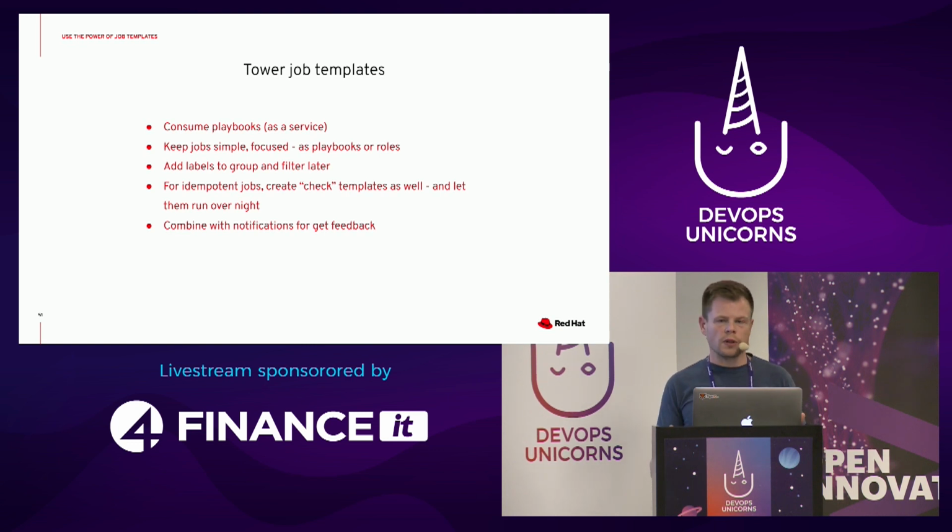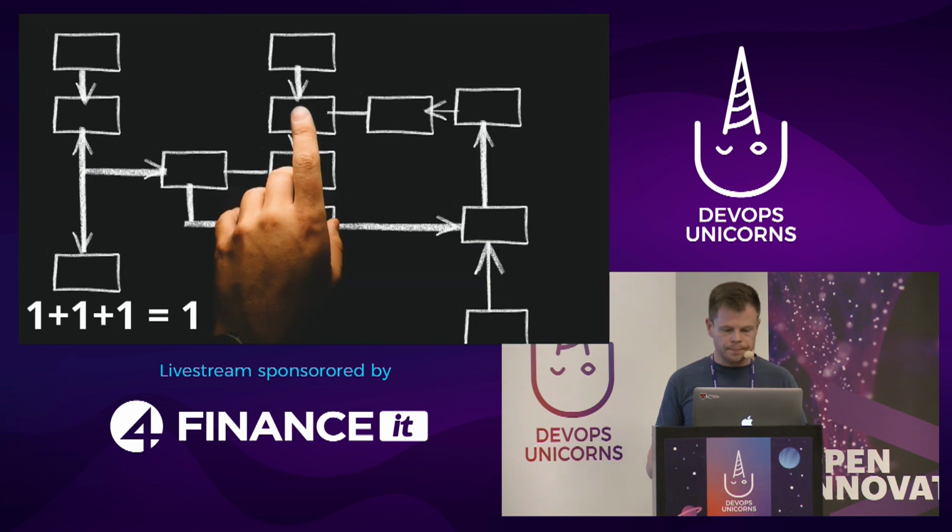Playbooks as a service are what a job template is in Tower. So you create a job template based on a repository and a playbook in that repository, and that allows users to easily consume playbooks, optionally with extra vars and that kind of thing. As with roles and playbooks, keep things simple and focused. Don't overcomplicate things. Labels are useful. So label it with a production, location, a type of application, whatever it might be, but they're useful for grouping and filtering later on. Notification as well is quite useful, but we'll cover that shortly, but include notification wherever you can.